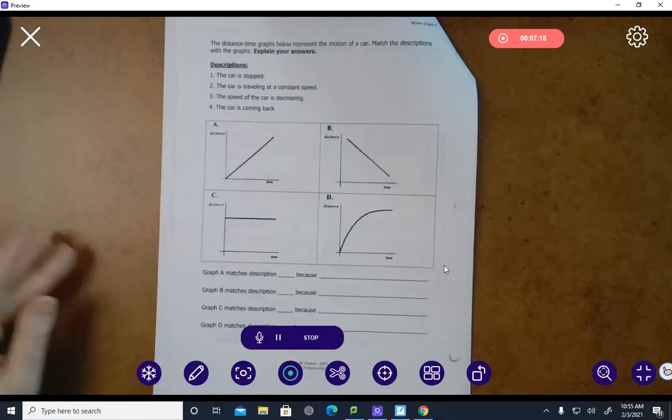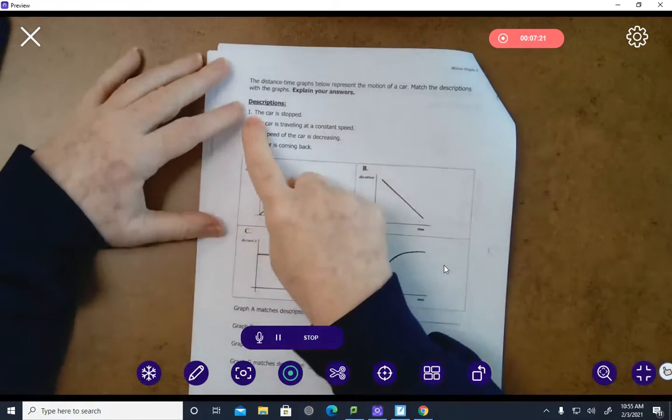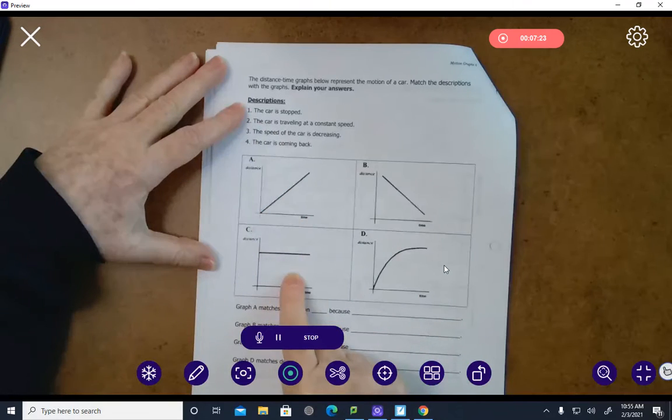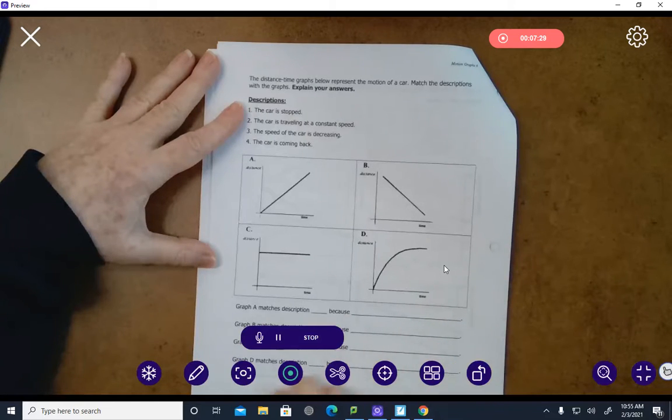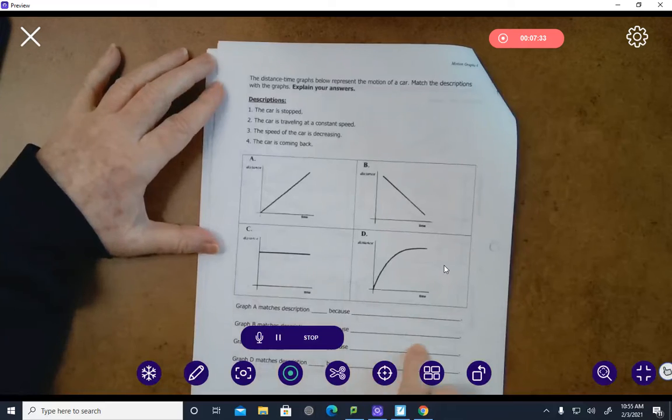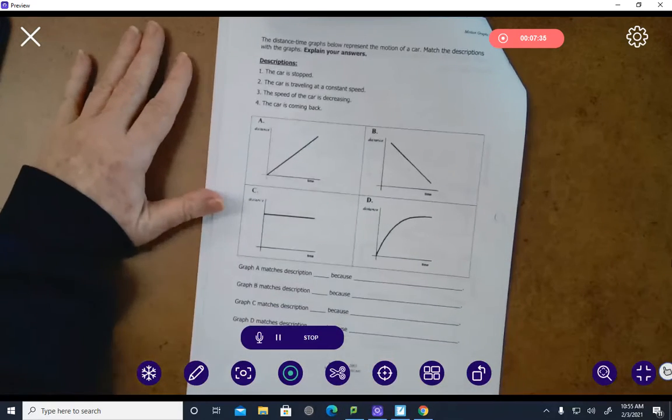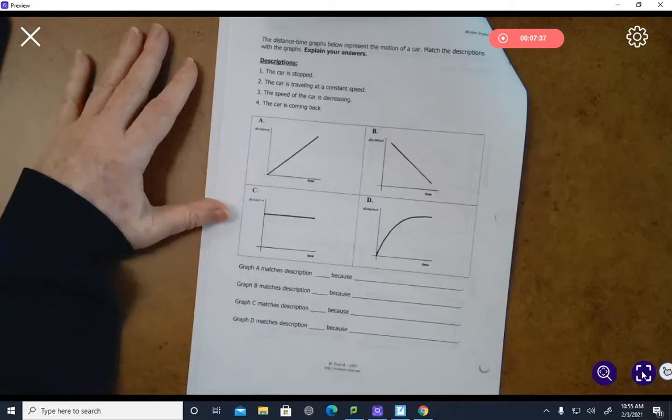So now I have a copy I can talk about here. So if you thought number 1 went with maybe C, you would write graph C matches description 1 because, and you could go ahead and talk about the line, you could talk about distance and or time, whatever you prefer, but you definitely want to have some reason there.